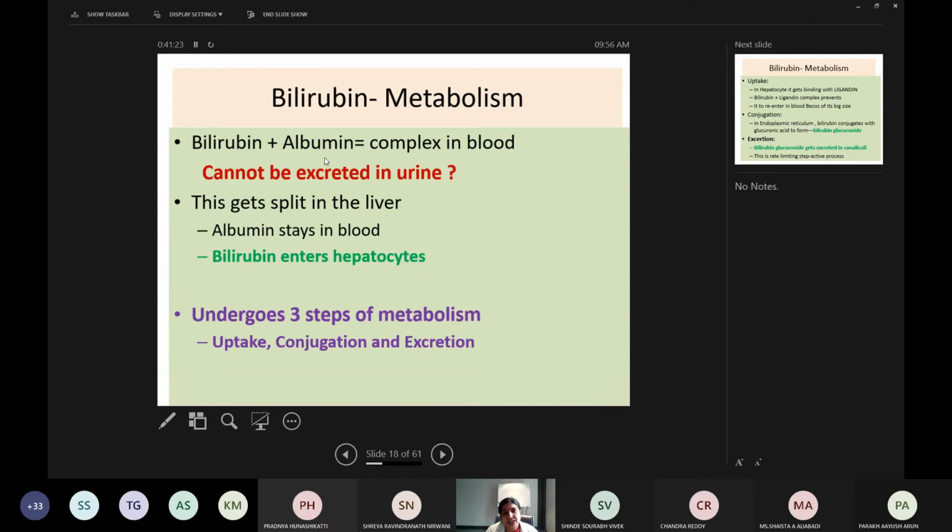Now, when this complex is subjected to the renal system, it is not found in the urine, right? That means it is not filtered in the glomerular filtration, GFR, right? What is the cause? Why is it not getting filtered is my question.